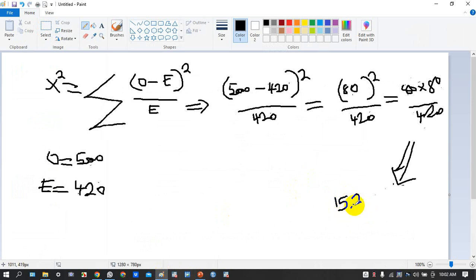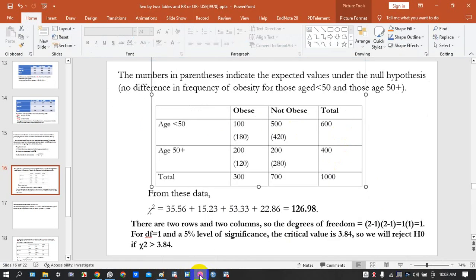You can pause the video or the recording and try your hands on the calculation and continue. So this is the calculation, and this is what we are getting. So when we go back, we have the second box. When we calculate 500, 420, we get 15.23. When we add everything, we get 126.98.